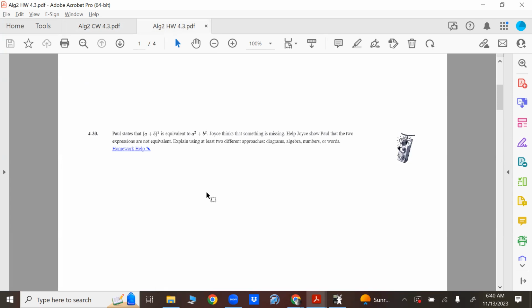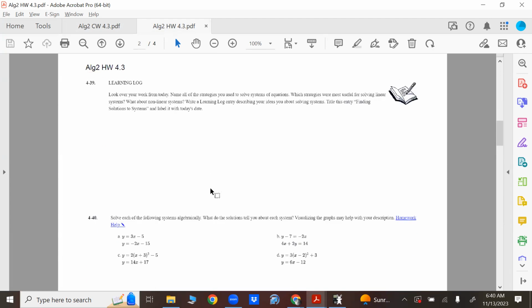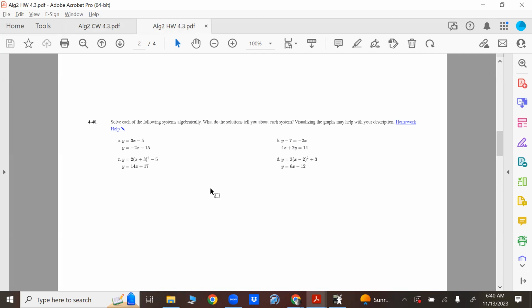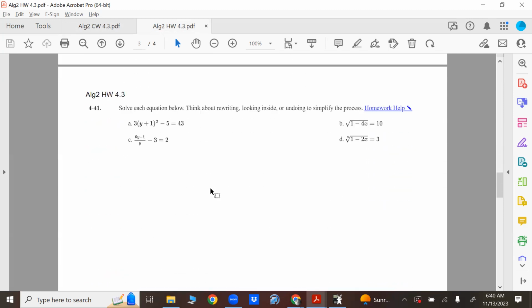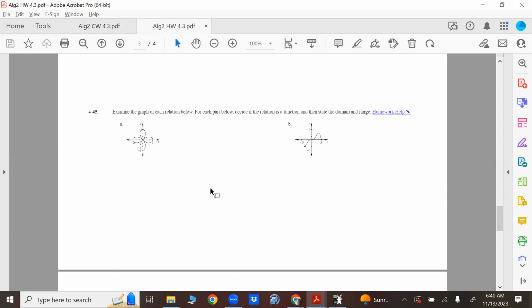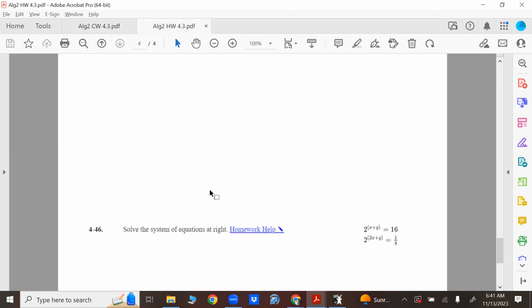This one here is asking some sort of hypothetical, or not hypothetical. Anyway, this one's a learning log, just kind of reflecting on your learning. 440 is like the first example we just did. So that's a substitution, solving. 441 is more solving again, just solving, isolating the variable. 445 is domain and range, old stuff there. And extra practice if you want it, it's right here.